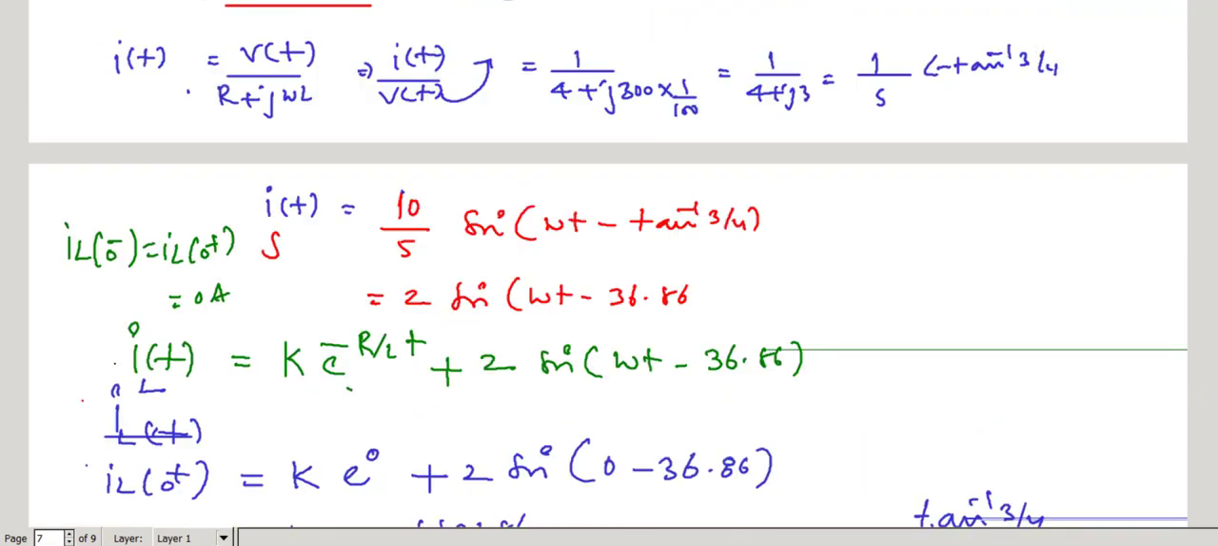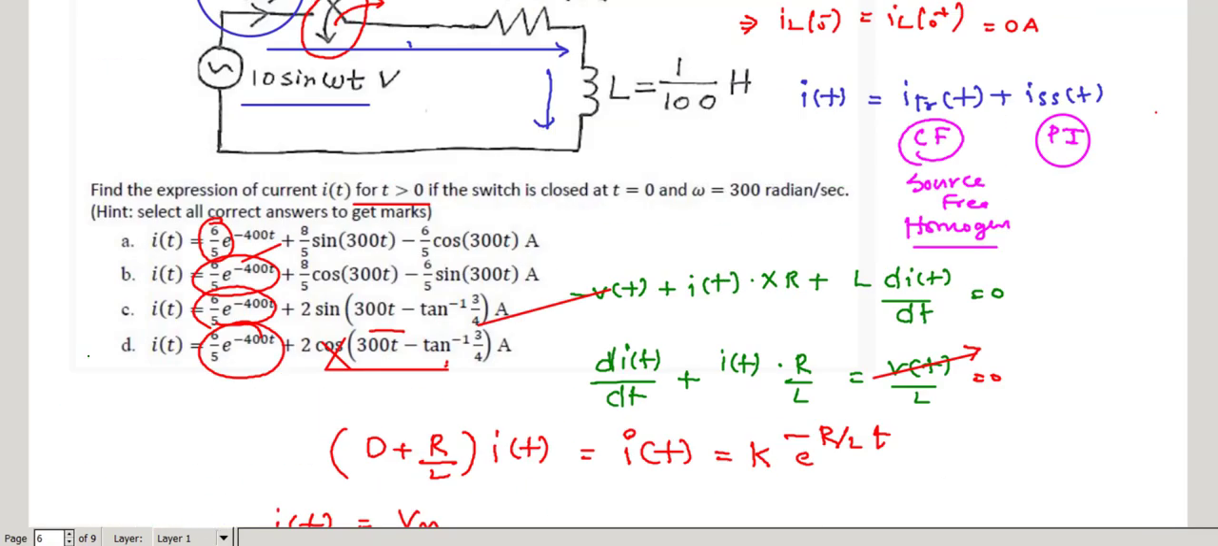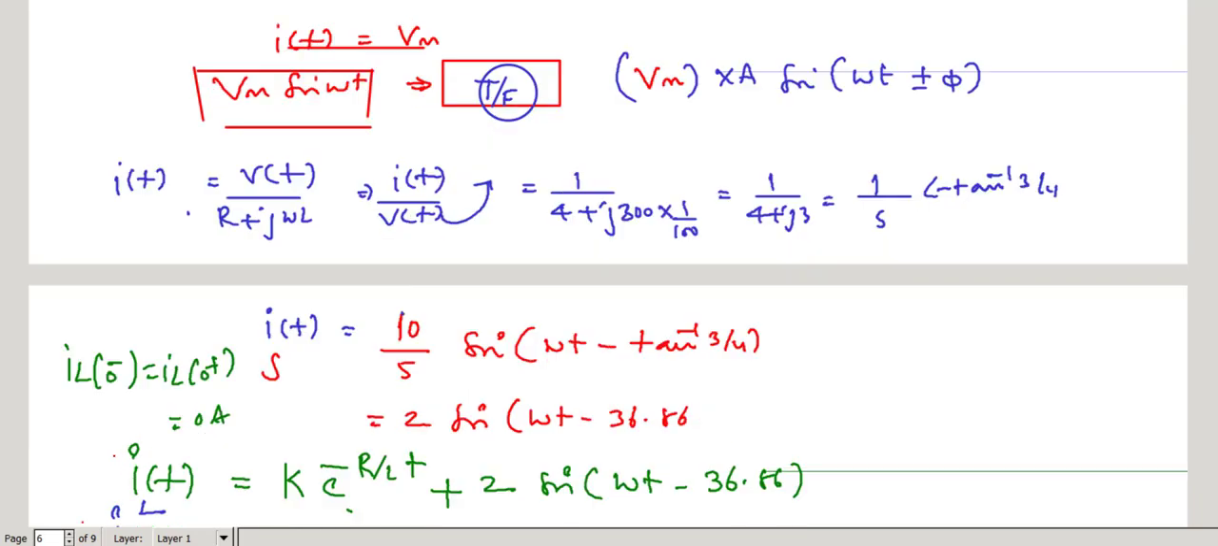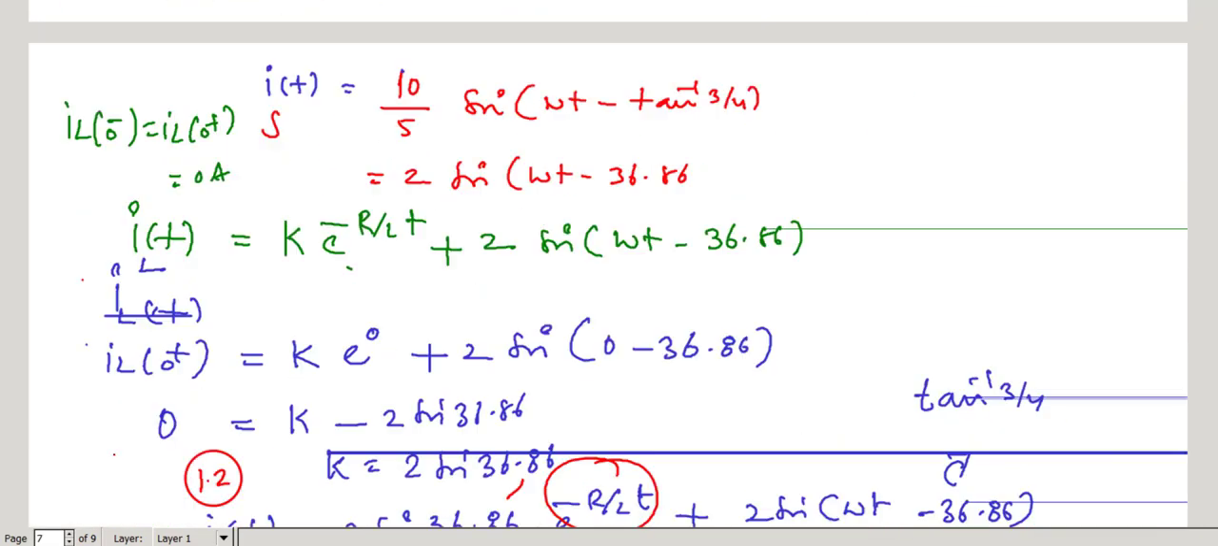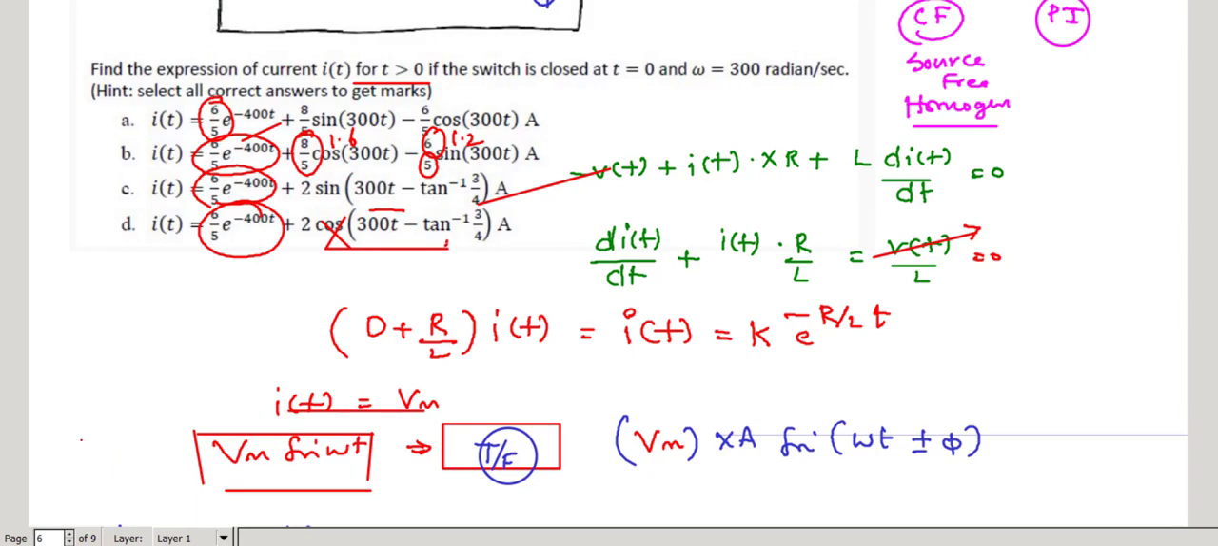You can check whether this answer is there. 1.6 sin 300t, so the first option is correct. So option A and option C are correct. Hope you understand. This is the multiple select question you can expect in GATE 2021, this type of question.